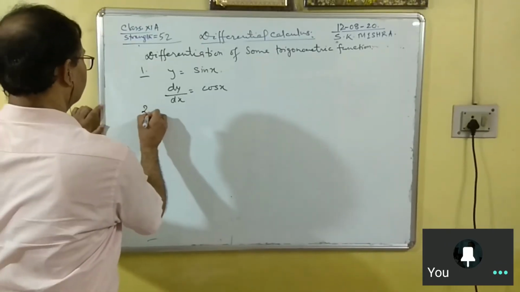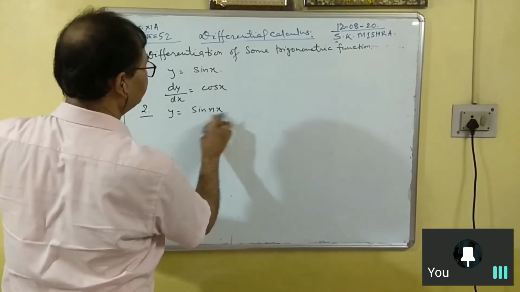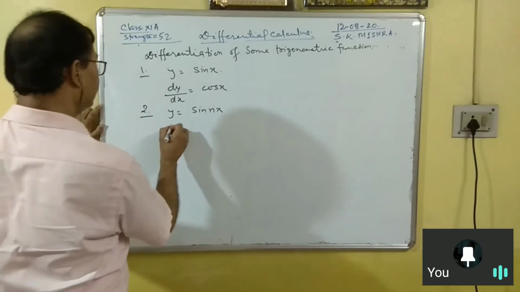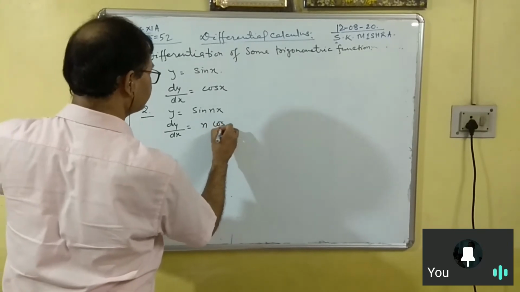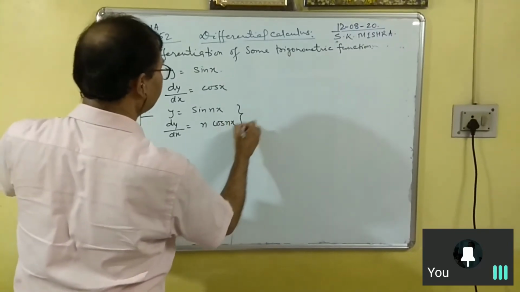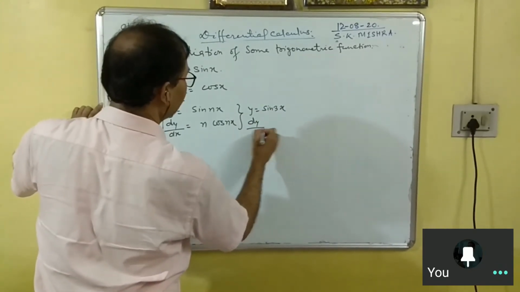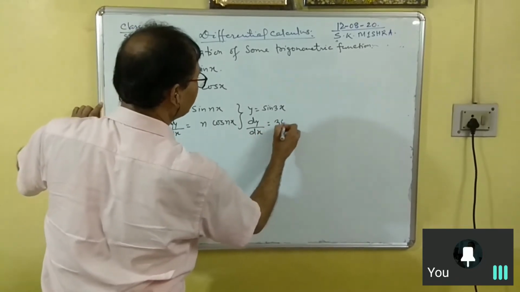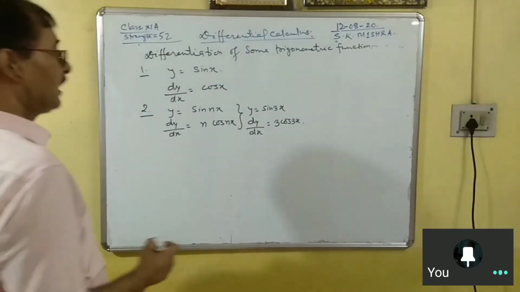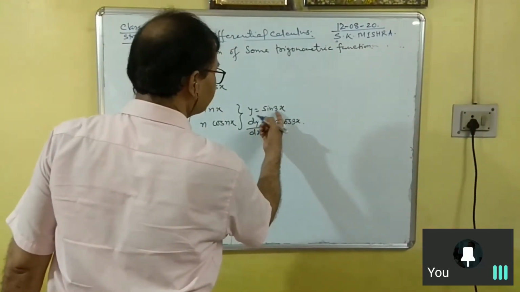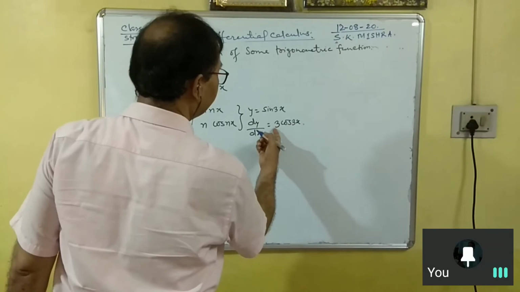So if y is equal to sin nx, like sin 2x, sin 4x, sin 3x, then dy by dx is n cos nx. As for example, if y is equal to sin 3x, then you have to find dy by dx. Then it is 3 cos 3x. Now what is the coefficient of x? 3. 3 should be written outside. So taken outside, then sin 3x becomes cos 3x.